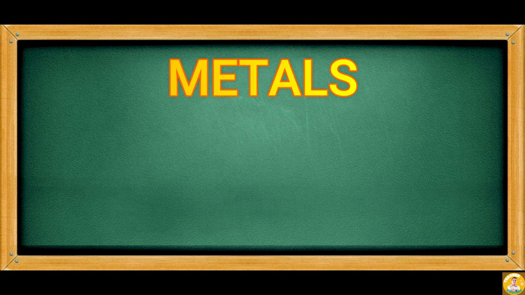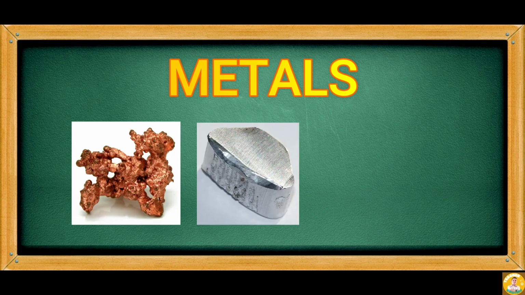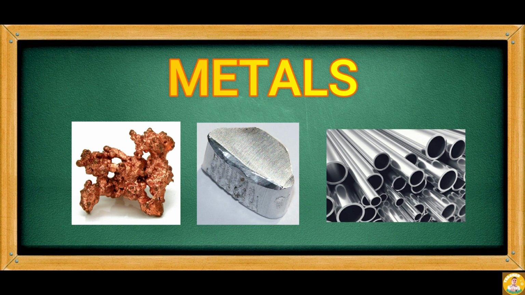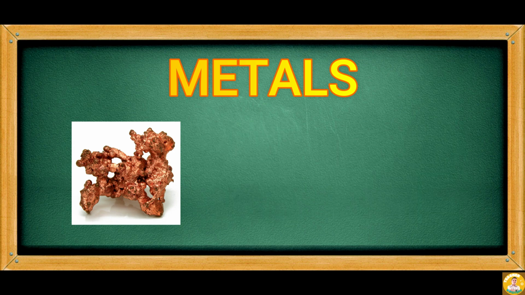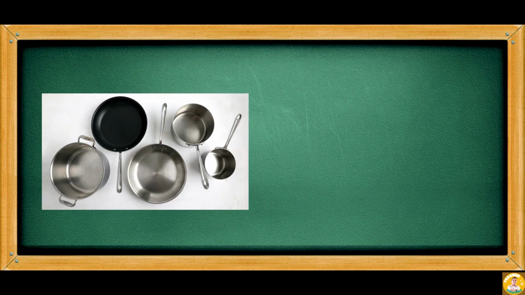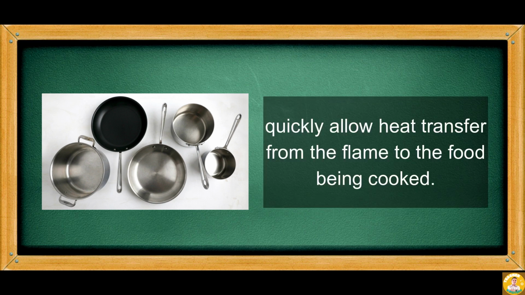Metals are good conductors of heat and electricity. Copper and aluminum are metals. Stainless steel is an iron-based metal with chromium. Cooking pots and pans made of metals make cooking faster because they quickly allow heat transfer from the flame to the food being cooked.